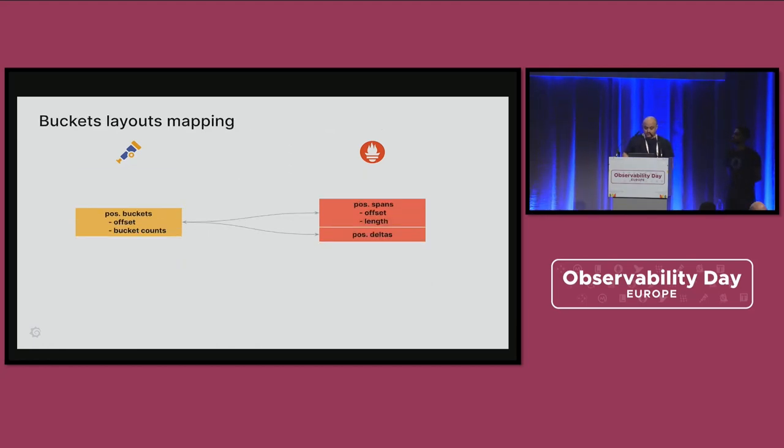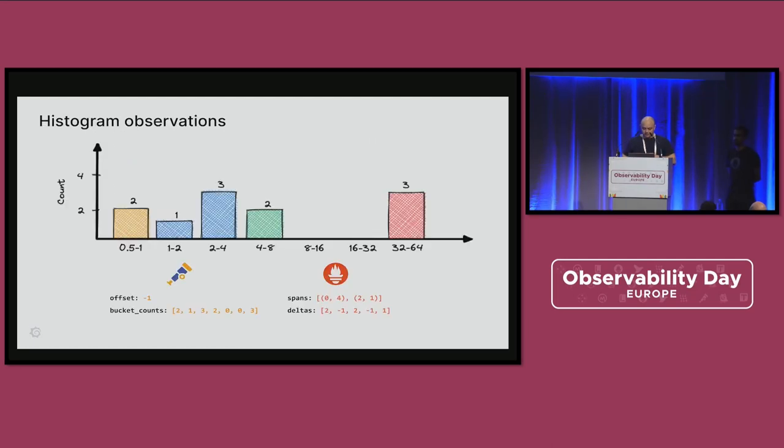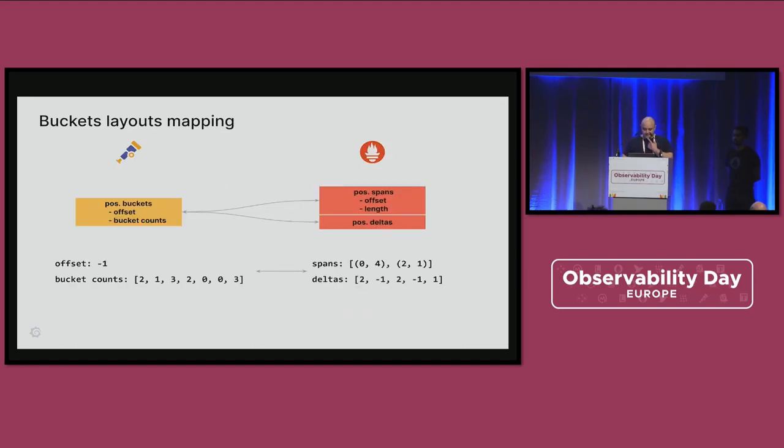So what we are trying to do here, we are essentially trying to convert dense buckets layout representation of exponential histogram to a sparse buckets layout representation of native histogram. So let's walk through the translation steps. So let's look at an example of the histogram that we're already familiar with, and we already know how these buckets are represented by two types of histograms. So let's start with the translation.